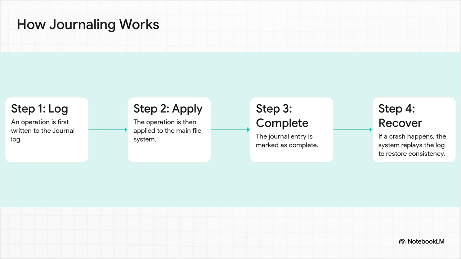Now, if the power goes out between steps 1 and 2, no problem. When the computer reboots, it just checks the journal, sees that unfinished task, and simply replays it. This makes sure no data is ever left in some corrupted, half-written state. It's what makes the file system so incredibly robust.